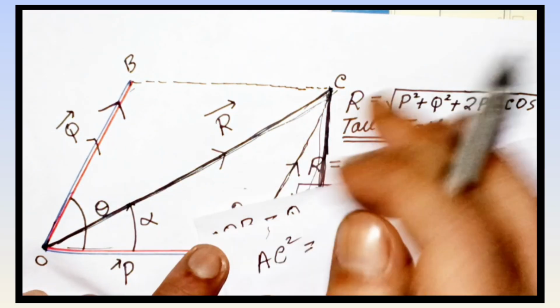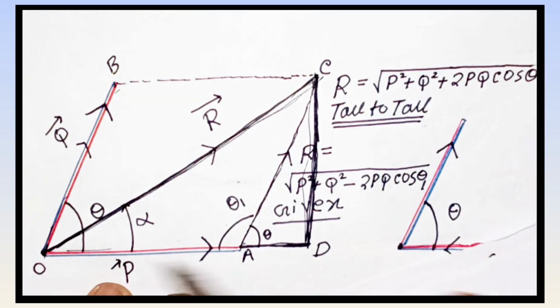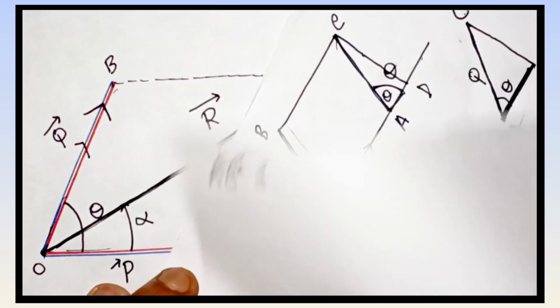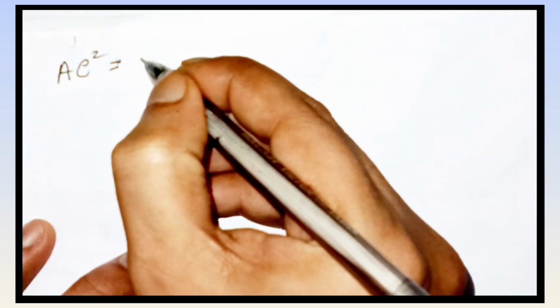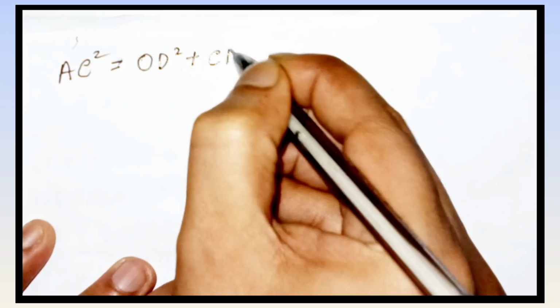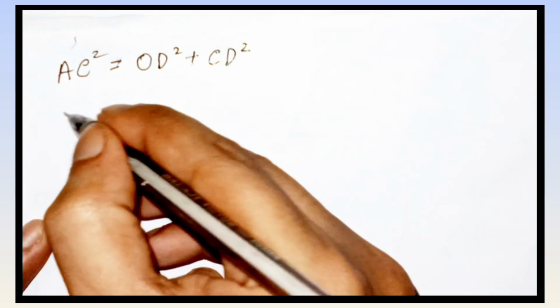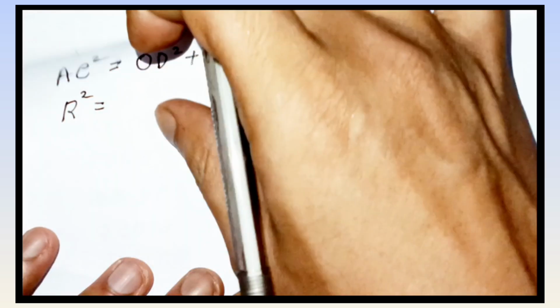So dear student, tell me what is the hypotenuse? Clearly OC. OC is the hypotenuse. OC square equals, base is what? OD. Sorry, this is OC square, not AC square. Okay, OC square, note down. OC square equals OD square plus CD square. This is the Pythagoras theorem. OC, what is the value? R. So R square equals OD square plus CD square.